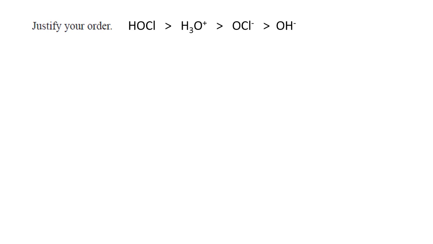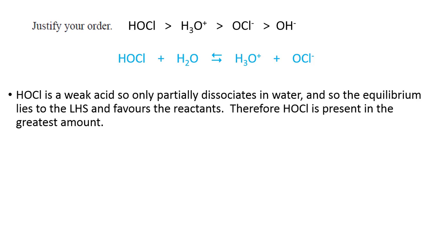So what we now need to do is just put some words around what we've already figured out. We really need to think back to that original equilibrium that we wrote and use that to help us justify our answer. The first point that we need to make is, from that equilibrium, that it's a weak acid, so it only partially dissociates in water, and so the equilibrium lies to the left-hand side of that reaction and it favours the reactants. Therefore, the hypochlorous acid, the HOCl molecules, are present in the greatest amount in that solution.